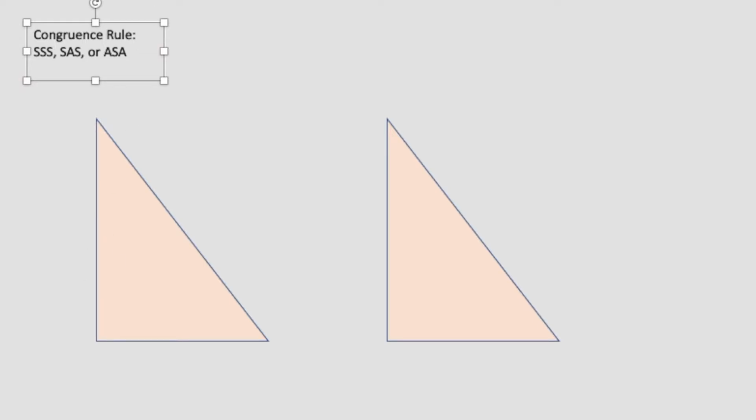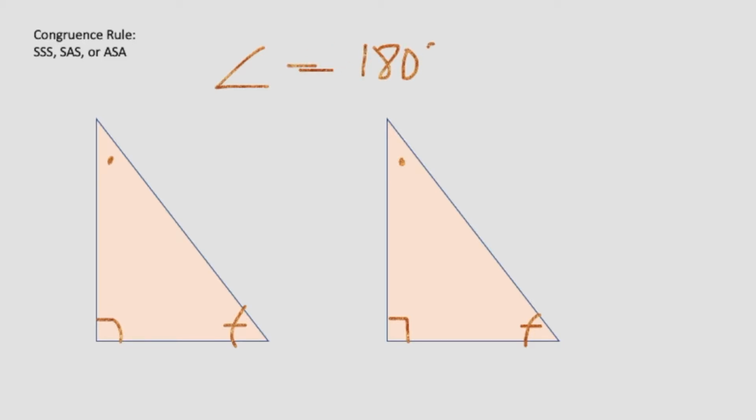If I'm looking here, and if I knew that this is a right angle, and this is a right angle, I know that those are equal to each other, so I've checked 2 angles. And then if I knew that this angle and this angle were equal, do I need to figure out if these angles are equal? No, because I know that all the angles are going to be equal to 180 degrees, right? So I don't need to check them all. I just need to know that I have 2 angles that are matching, and then I know it's congruent.